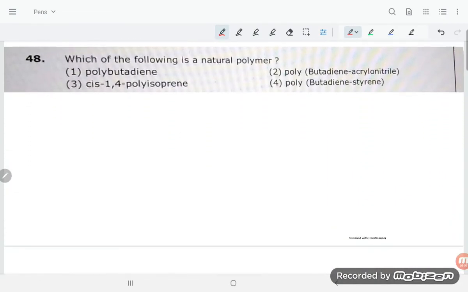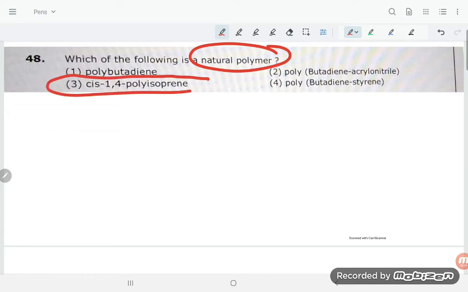Let us talk about question number 48, dear students. Which of the following is neutral polymer? They are asking which is the neutral polymer. So that is polybutadiene, acrylonitrile, and cis-1,4-polyisoprene. This is the natural rubber, students. This is also known as neutral polymer, students.